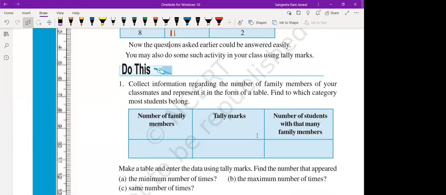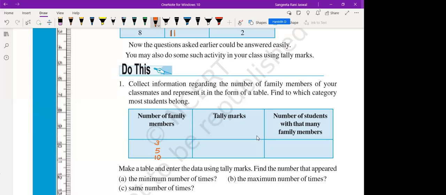This is some activity given. Collect information regarding the number of family members of your classmates and represent it in the form of a table. Find to which category most students belong. Number of family members, tally marks, number of students with that many family members. Now suppose in one family you have 3 people. In some families, you might have 4 members. In some family, you might have 10 members. So you will write how many families were there with 3 members.